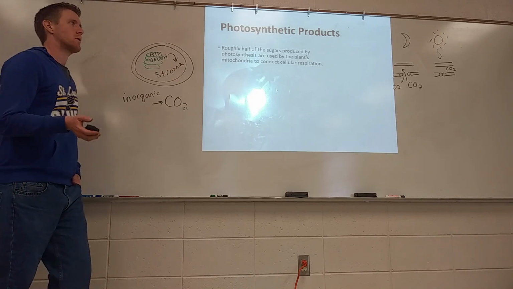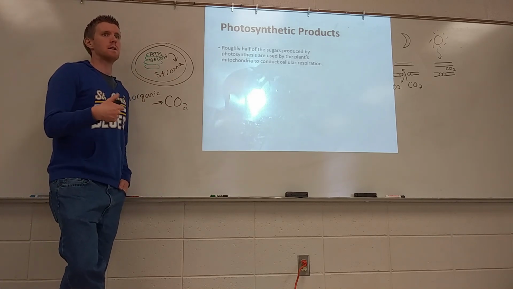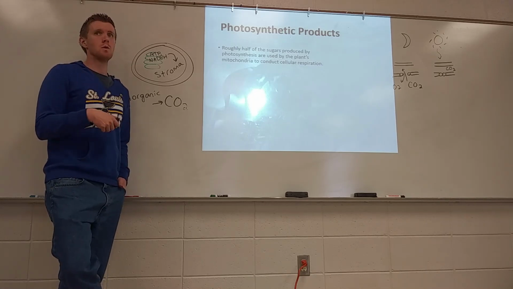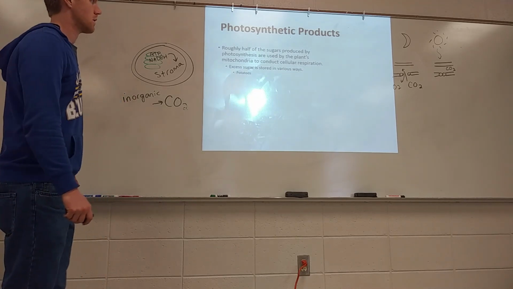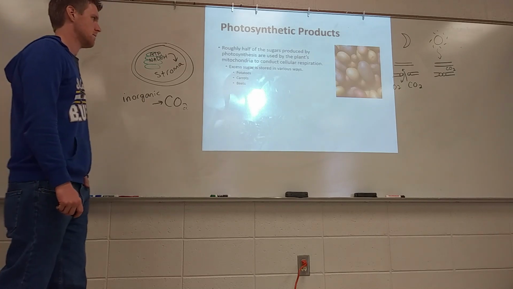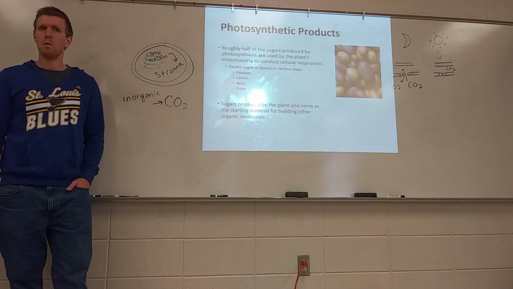Roughly half of the sugars produced by photosynthesis are going to be broken down and converted into ATP so that the plant can conduct cellular respiration and do physical work. If the plant has excess sugar, it might store it in its tubers, in its root system, like carrots and beets. It might put it in fruit. It might create nectar with it.